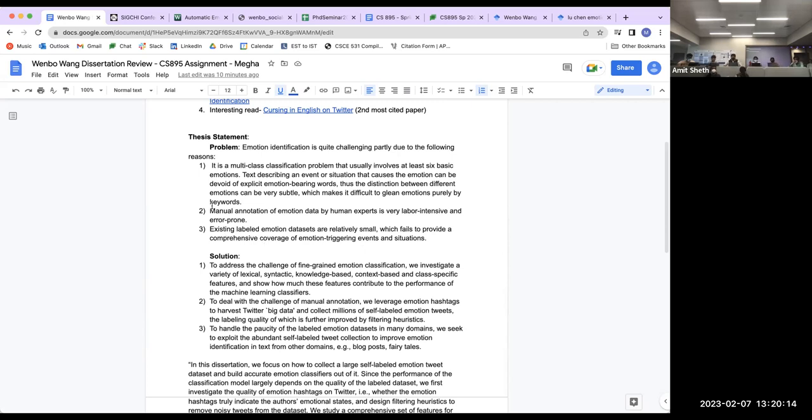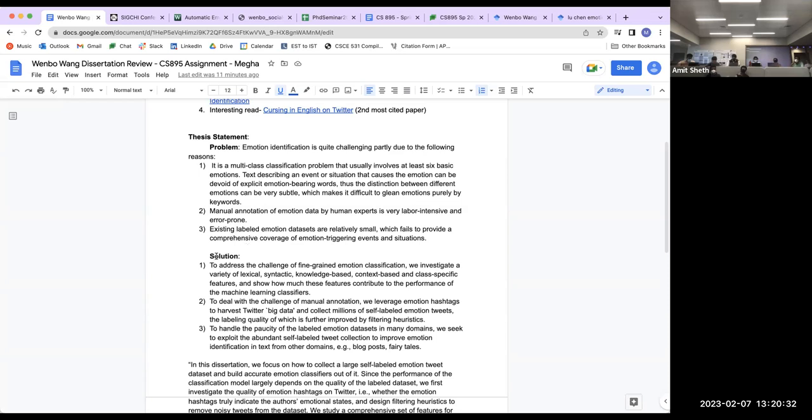Anyway, coming back to the problem, the manual annotation was another problem. And the third one was that existing emotion data sets were relatively small at that time, and this is of the time period 2012-2015 or so, 8 to 10 years back from now.